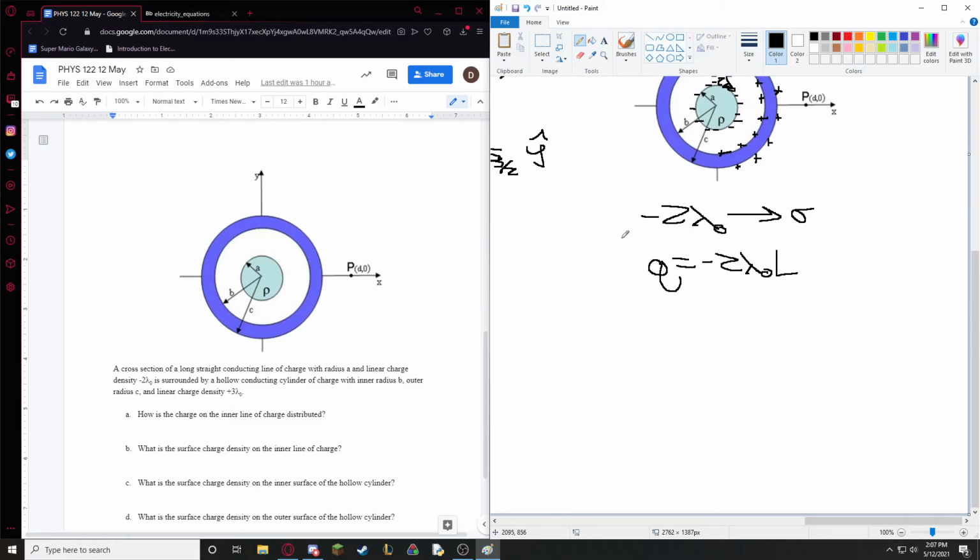So we have our total charge. We have our charge density times our length. Now how do we go from this to a surface charge density? Surface charge density is equal to charge over the area. So you could also set charge equal to surface charge density times the area. And that's how your L's would probably cancel out. So we have the area. What is the area along our cylinder?